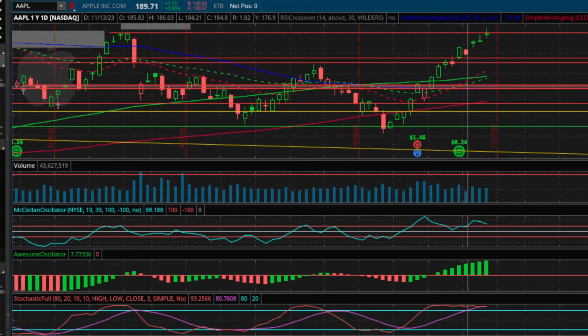Now, this whole soft landing narrative, I still don't believe it. I still don't buy it. And why? Well, we had a soft landing in 1995, but there was no yield inversion. If you look at every other recession that we had, yields were inverted, and we have a very inverted yield curve as it is right now.